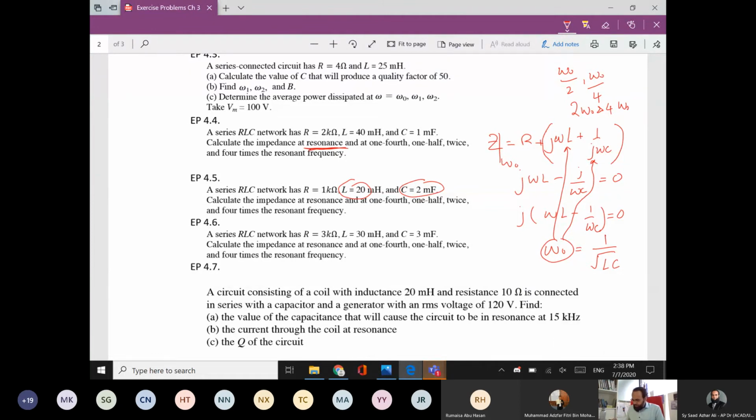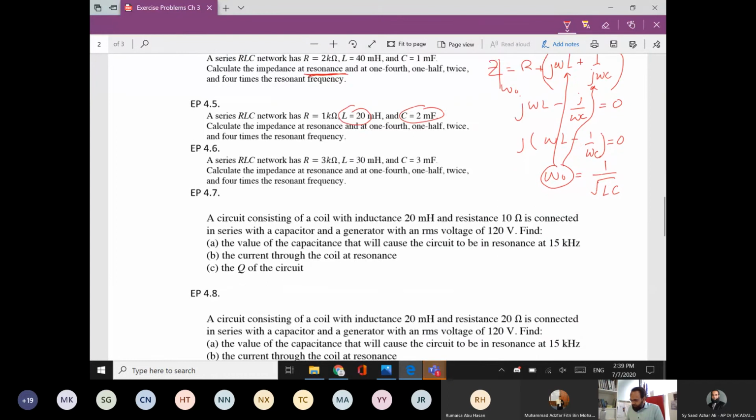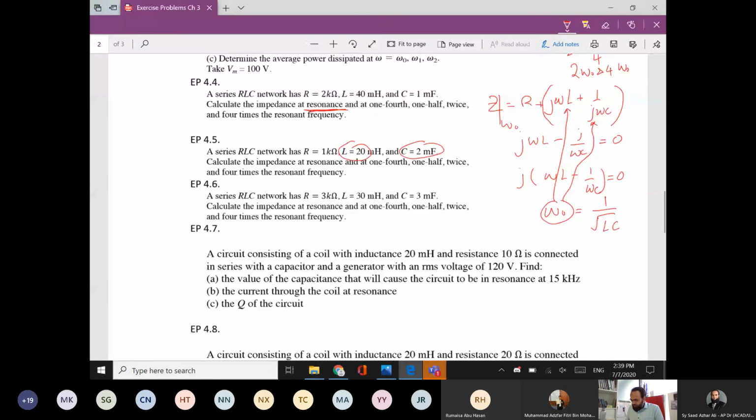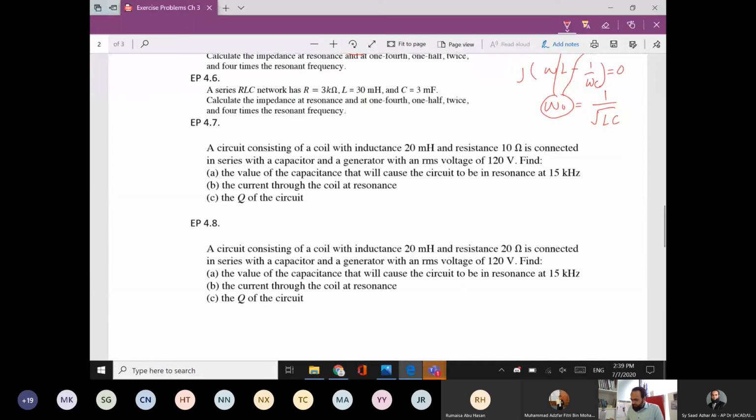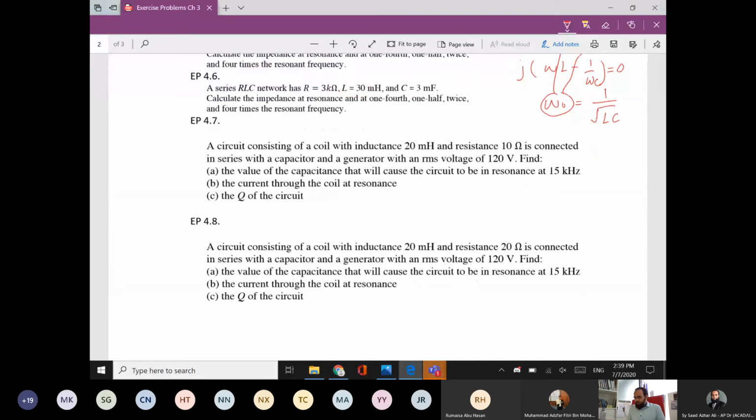All right. So this was about the second batch of questions. Then 4.7, which is 7, 8, and 9. A circuit consisting of a coil with inductance 20 millihenry and resistance given in series with a capacitor, and a generator with an RMS voltage is given. Find the capacitance that will cause the circuit to be in resonance.